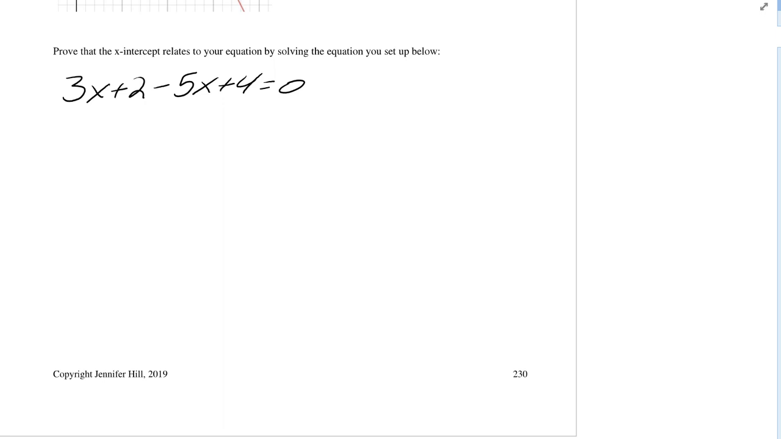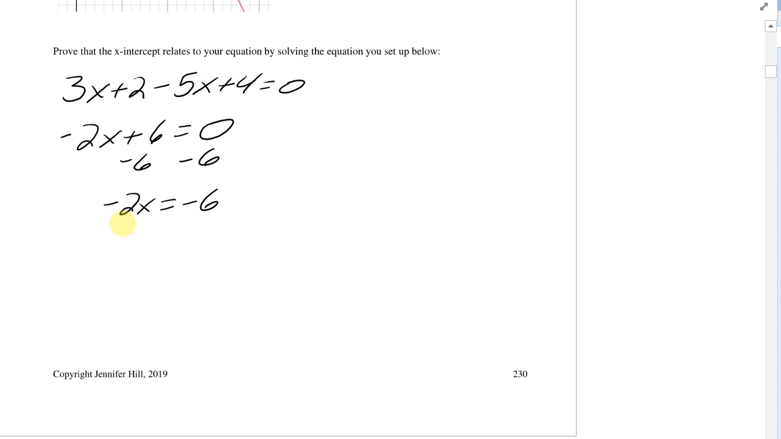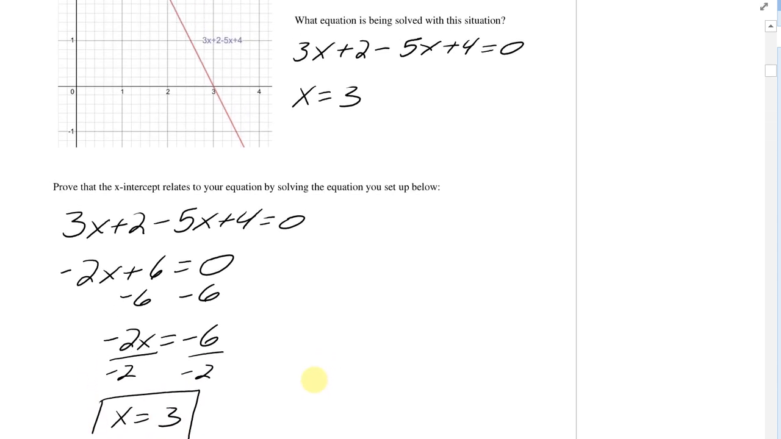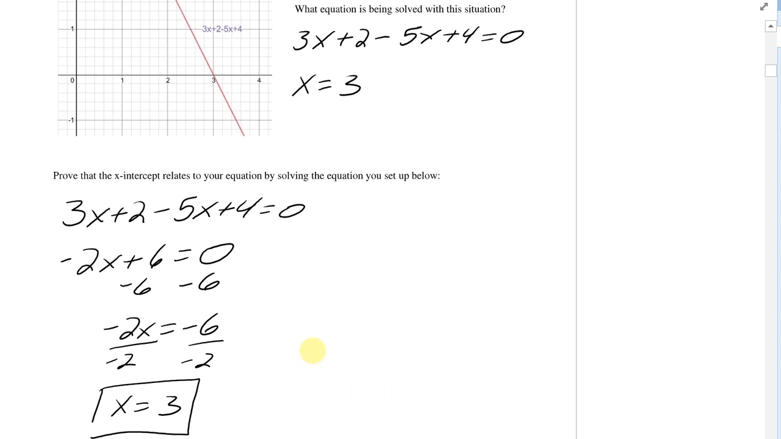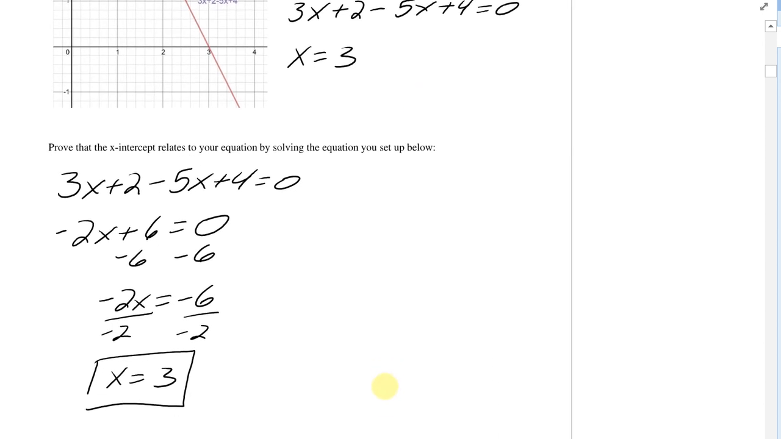Okay, so I'm going to go ahead and work on this. So I get negative 2x plus 6 equals 0 if I collect my like terms. I'll subtract off my 6, so I get negative 2x equals negative 6. Divide both sides by negative 2, and I get x equals 3. Okay, so I got x equals 3. Going back up here, that is exactly what I thought the solution was going to be, right? So we are getting particular information out of these points that we are leveraging to help us solve equations. So it's something a little different from how we've looked at graphs in the past.